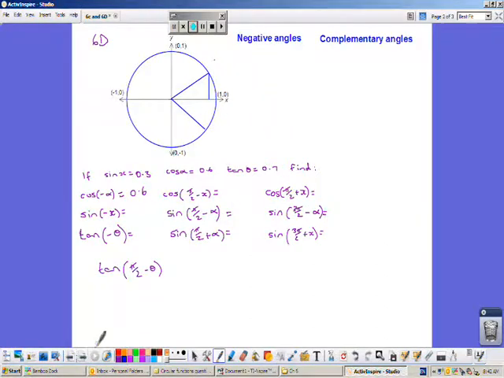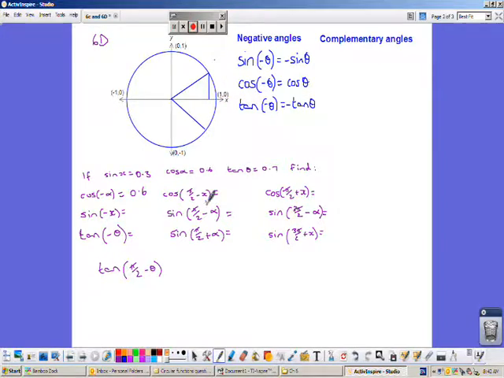Let's have a look at 6D, which covers negative angles as well as complementary angles. Let's start with the negative angles. They're not very interesting. If we know that this is theta, and we look in the fourth quadrant where it's negative, we know that sine is negative in the fourth quadrant, so sine of negative theta is going to be the same as the negative of sine theta. Cos is positive in the fourth quadrant, so it's going to be positive, and tan is negative, therefore it will be the negative of its first quadrant angle.